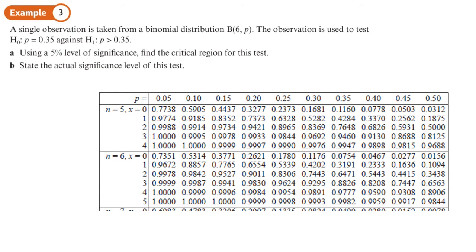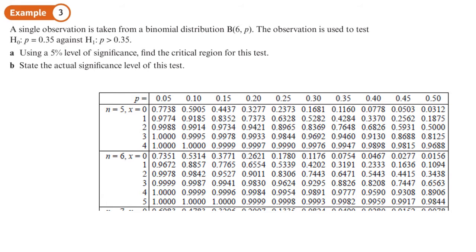A single observation is taken from a binomial distribution. The observation is used to test the null hypothesis that the probability is 35% against the alternative hypothesis that the probability has increased from 35%. Using a 5% level of significance, find the critical region for this test.